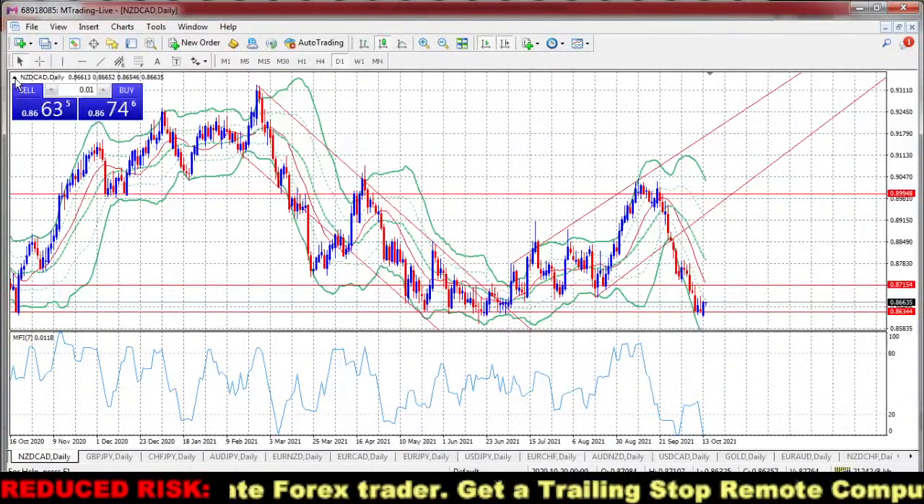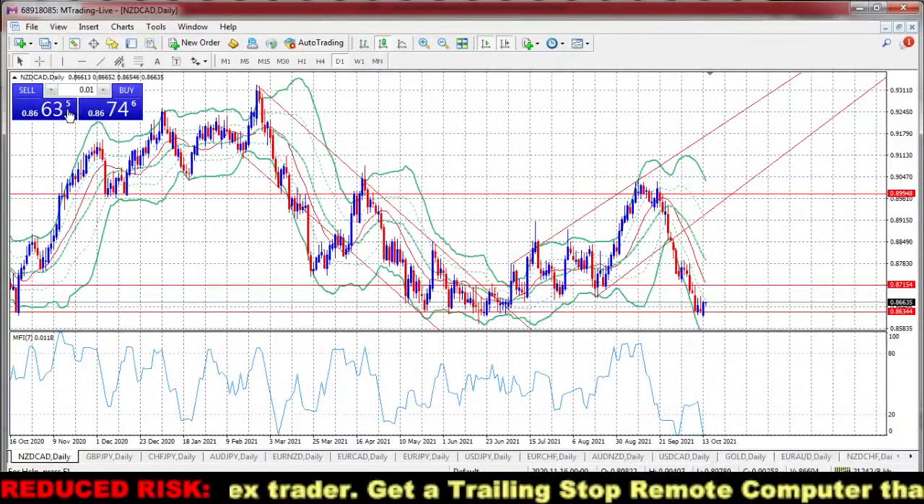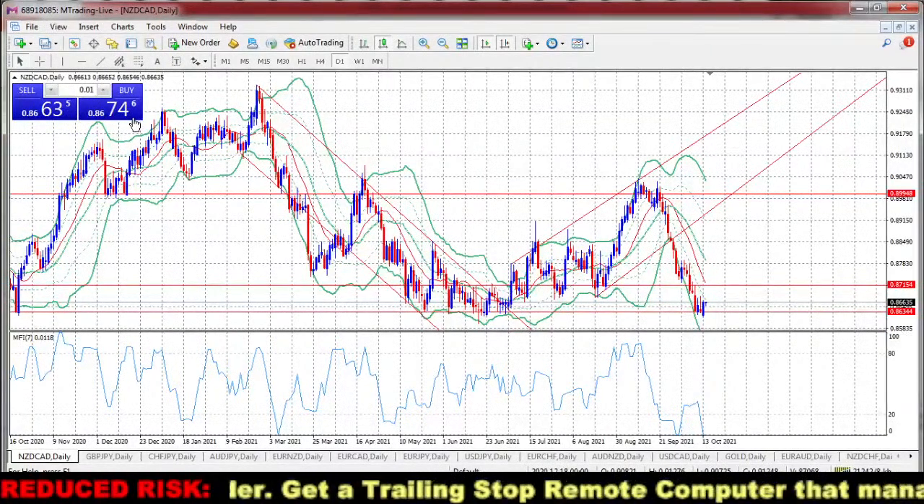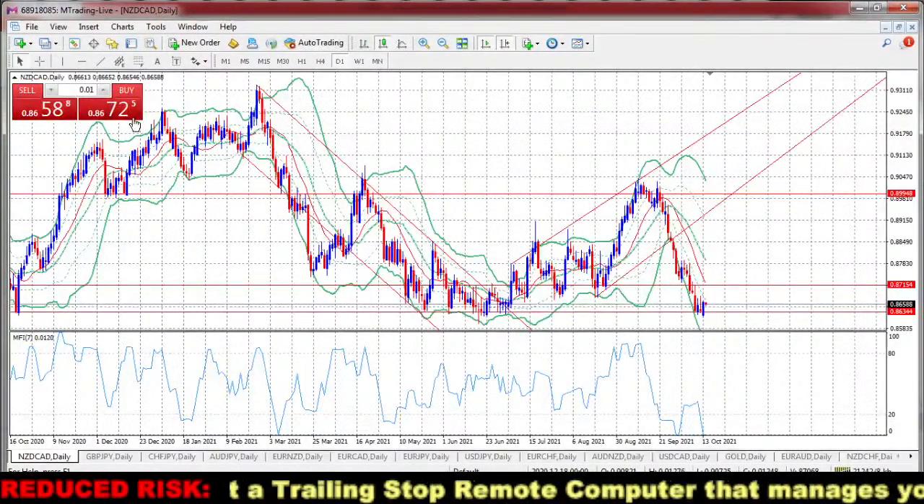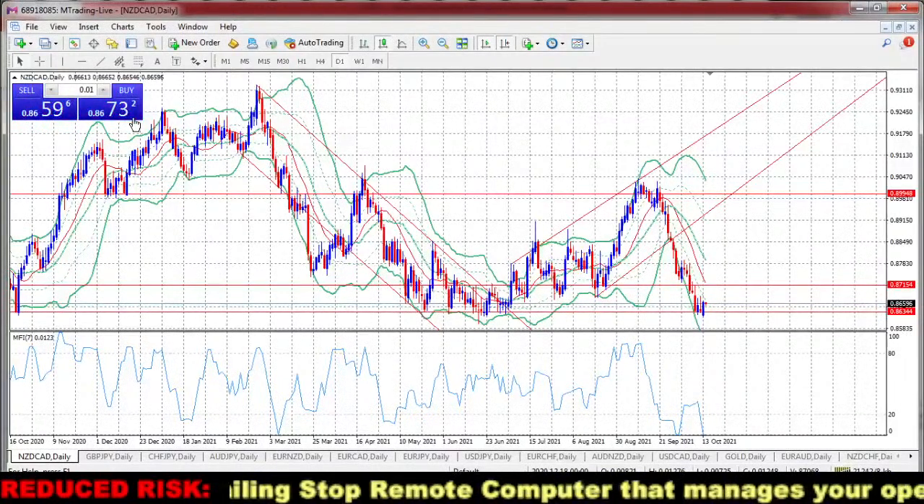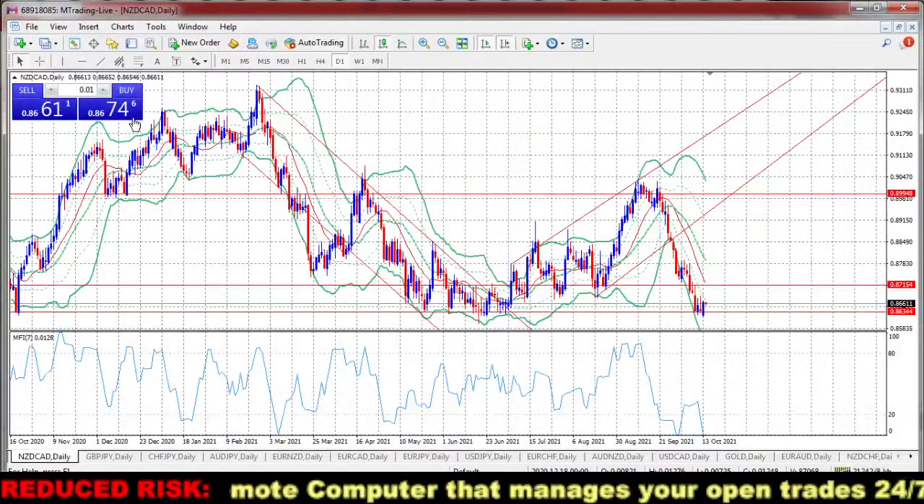Also, let's look at our spread. The spread right now is still a little bit high. It's still over 100, so we might need to wait for some time for it to drop down before we can enter the trade.